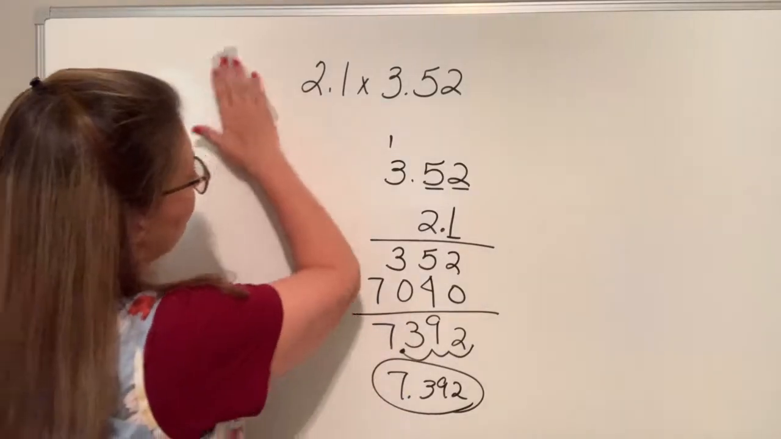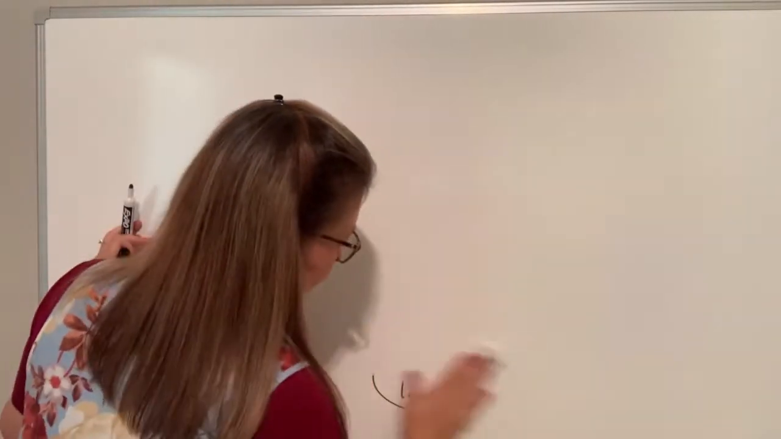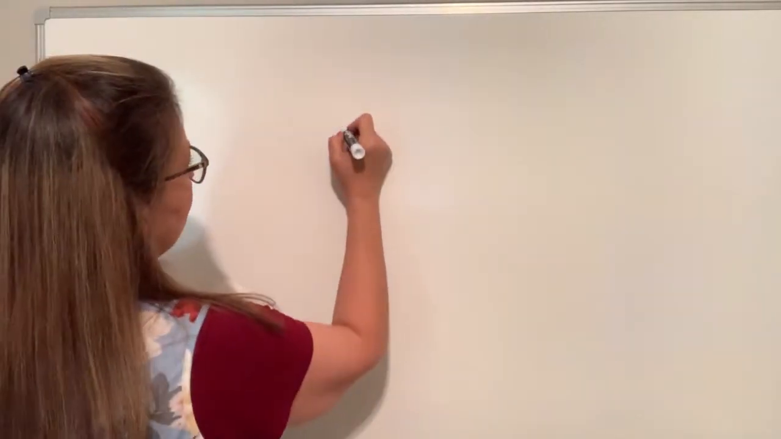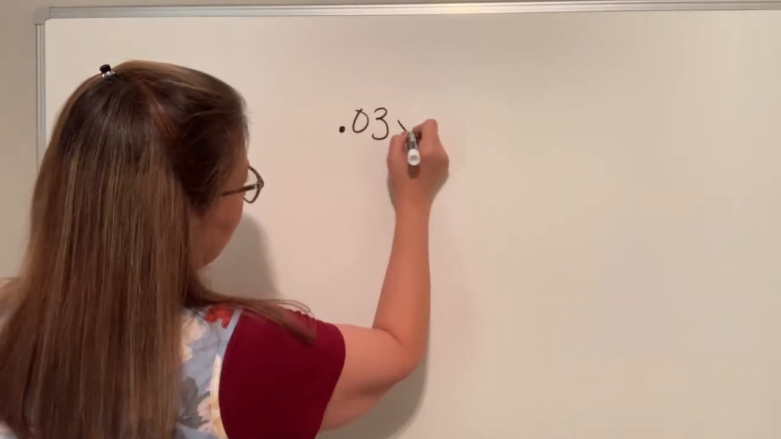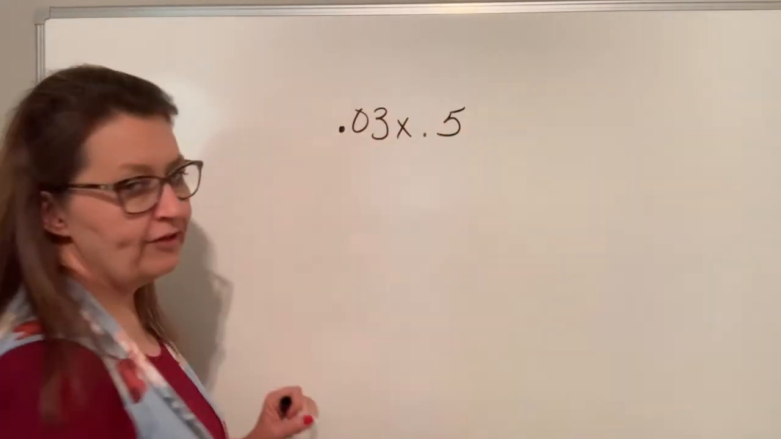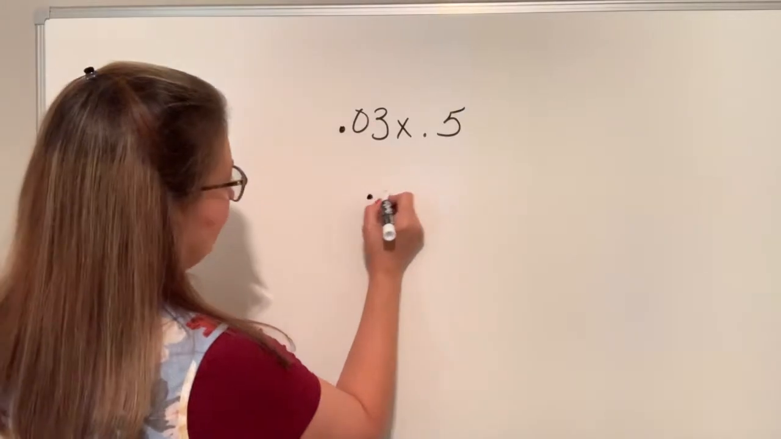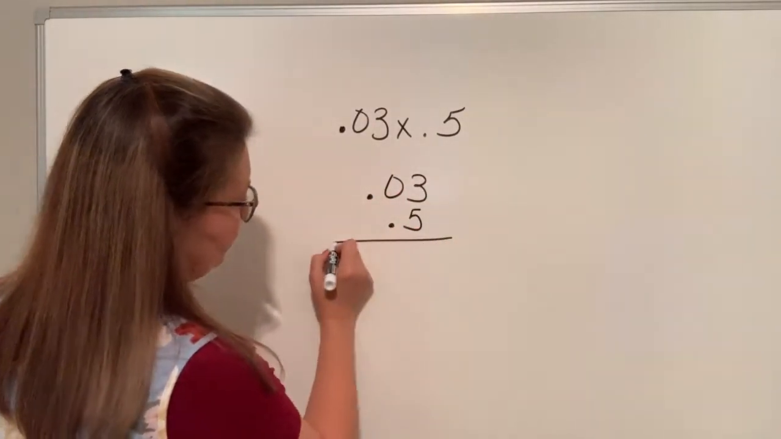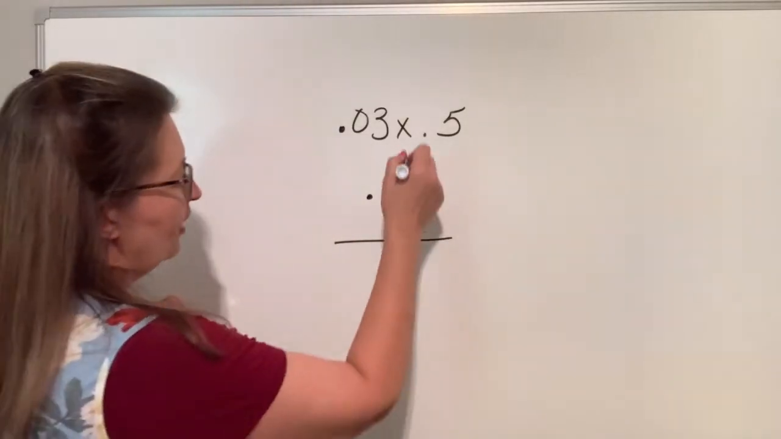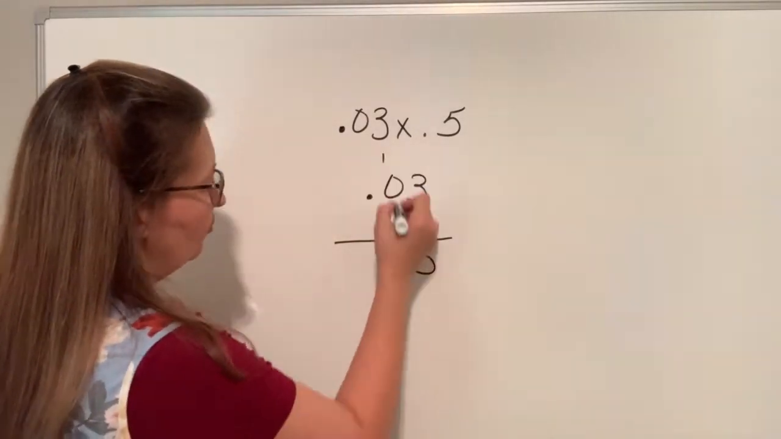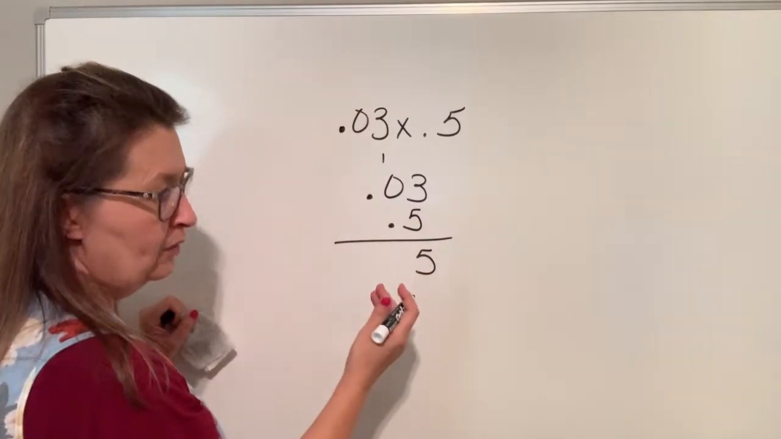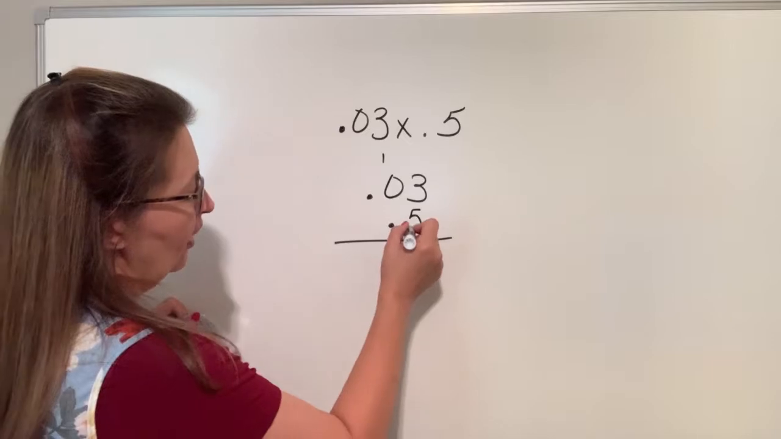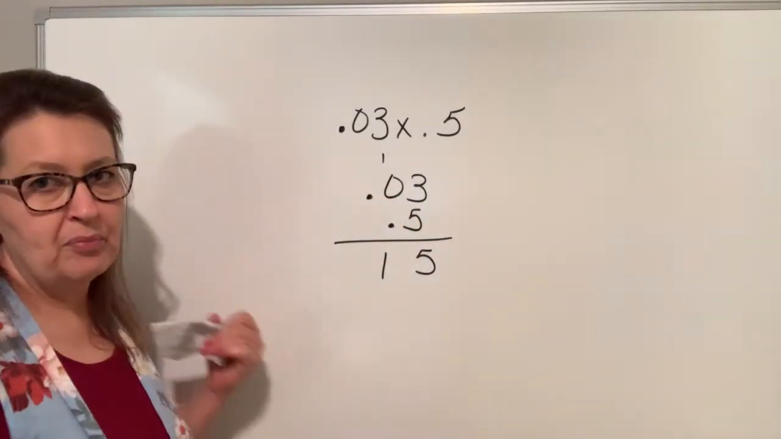All right, let's look at one more multiplication problem. What to do if you don't have enough digits. Let's take 0.03 times 0.5. Let's stack them. Put 0.03 on the top, 0.5 here, and then I'm just going to multiply. 5 times 3 is 15, carry my 1. 5 times 0 is 0, plus 1 is 1.